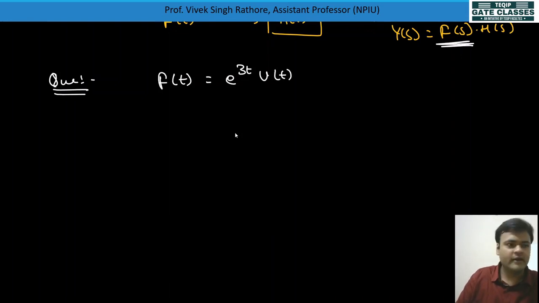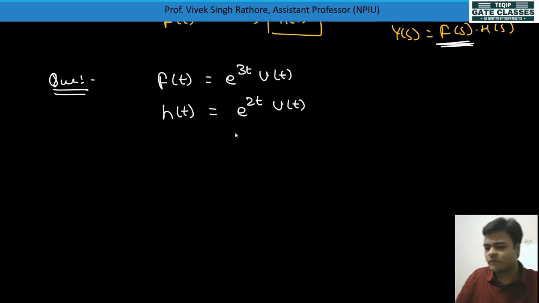Okay, and h of t is given as e to the power 2t u of t. Now see, you need to find the response. You need to find the response y of t for an LTI system in which the input is this and the impulse response is this. You need to find y of t.